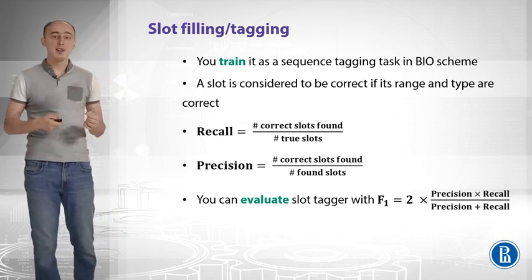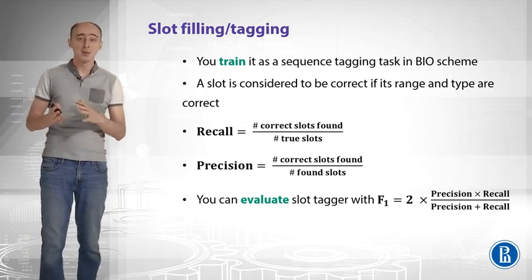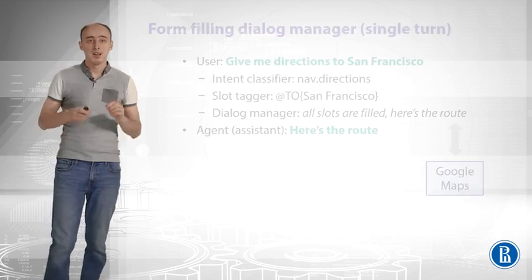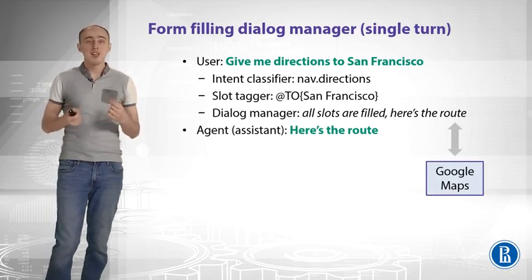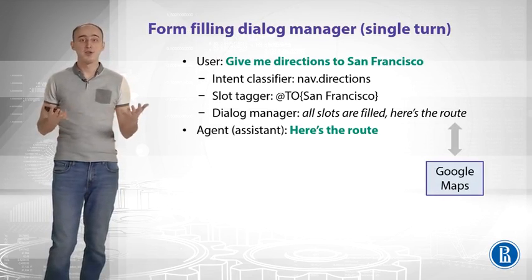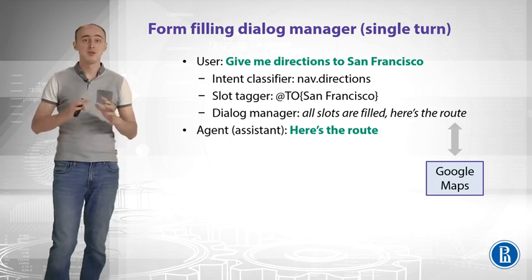And you can actually evaluate your slot tagger with F1 measure, which is a harmonic mean of precision and recall that we have defined. Okay, so let's see how form-filling Dialog Manager can work in a single turn scenario. That means that we give a single utterance to the system and it outputs the result right away.